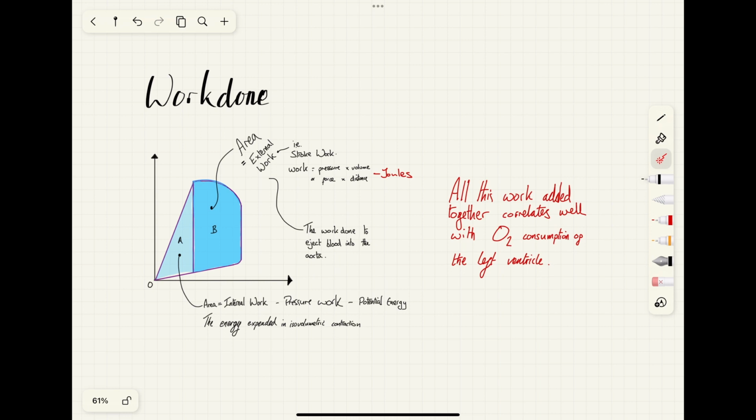If you were to consider this over the time it takes for a whole cycle to complete, you could then divide that number by the seconds, and you'd end up with joules per second, which is a watt. Whereas this A area you could describe as the potential energy of the circuit, or the pressure work, or the internal work. And this is the energy expended in isovolumetric contraction, i.e. the amount of energy exerted to get to a point where you're ejecting blood from the ventricle. All of this work added together correlates reasonably well with the oxygen consumption of the left ventricle. That's pretty much all you need to be able to say for this.